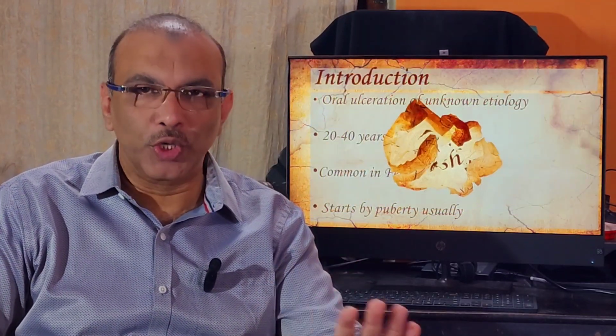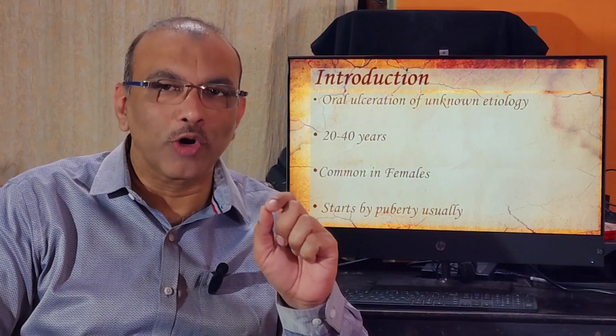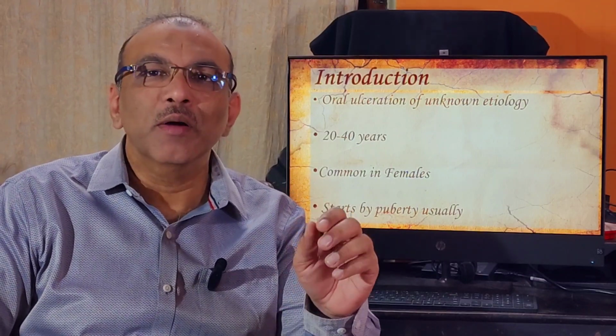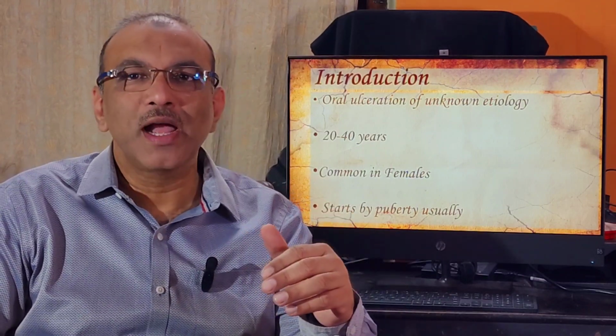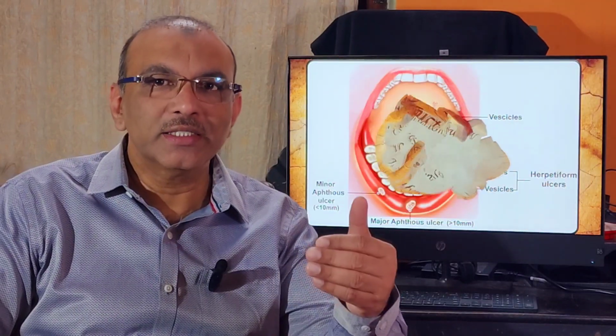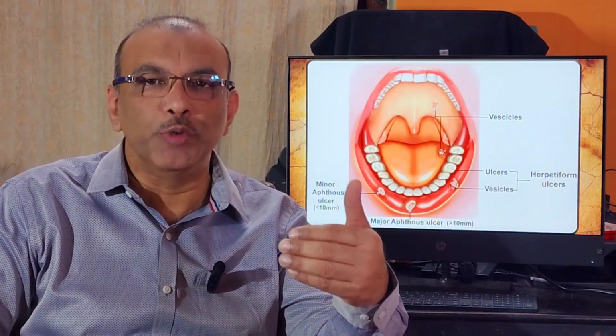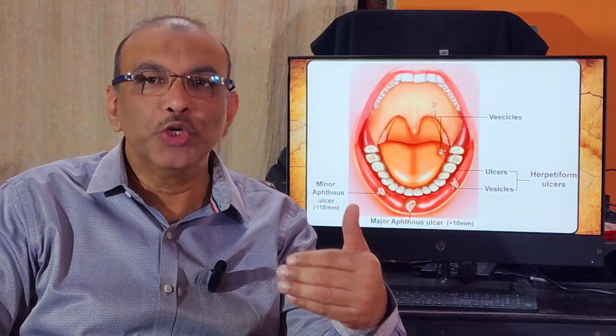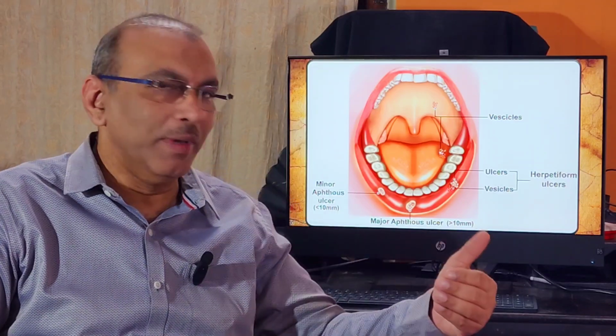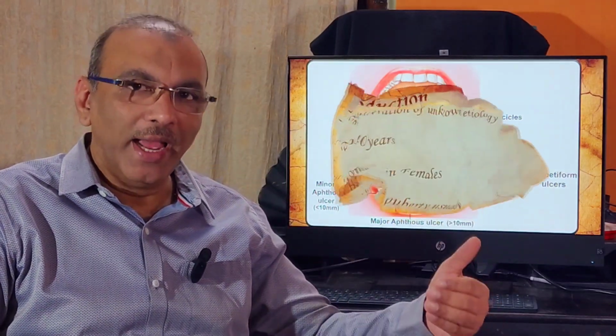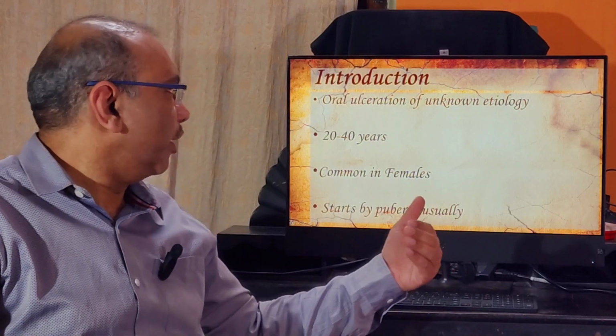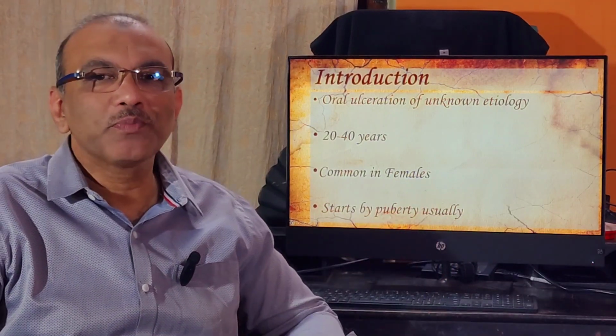The cause of major aphthous ulcer is not known. You have an ulcer in the oral cavity which is more than 1 centimeter, and it commonly starts after the age of 20, that is puberty, 20 to 40, more common in females.